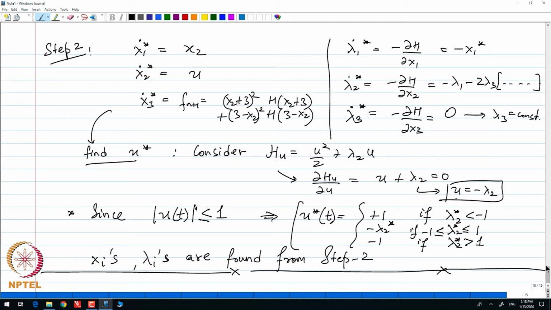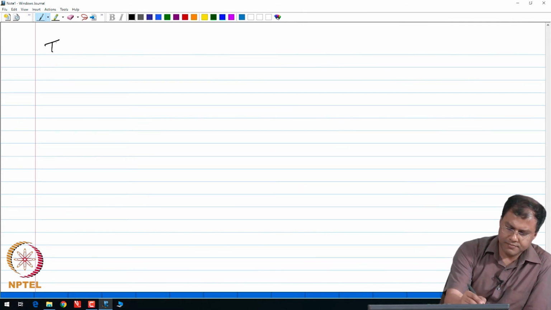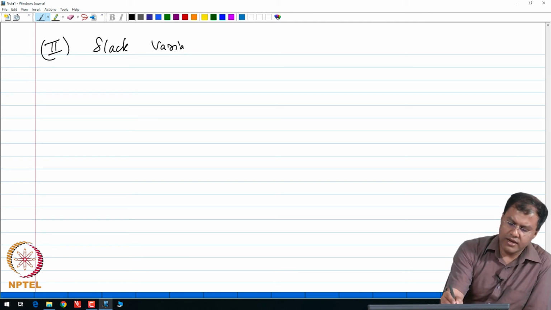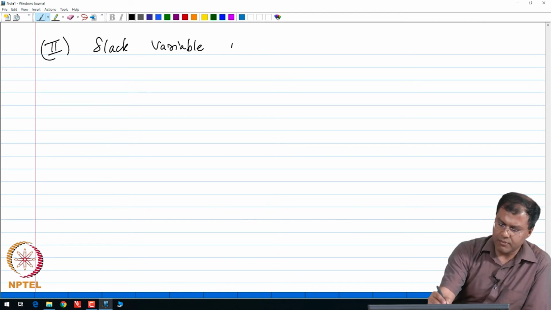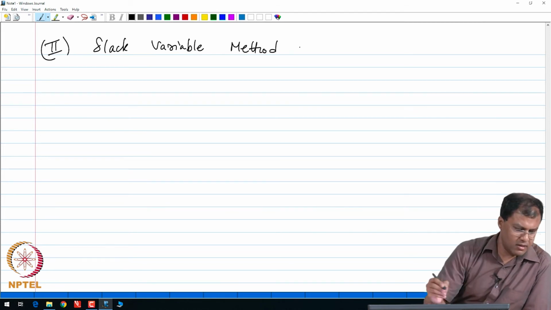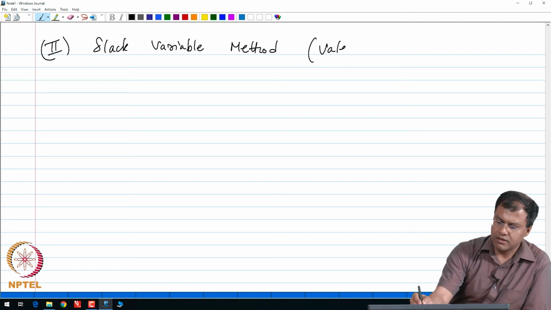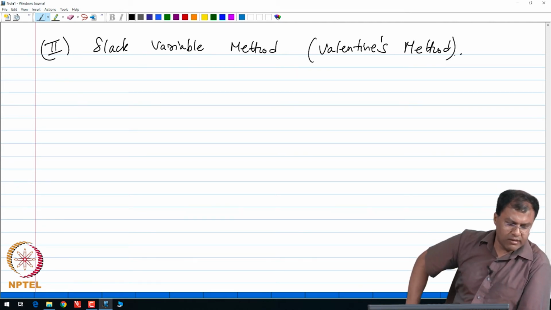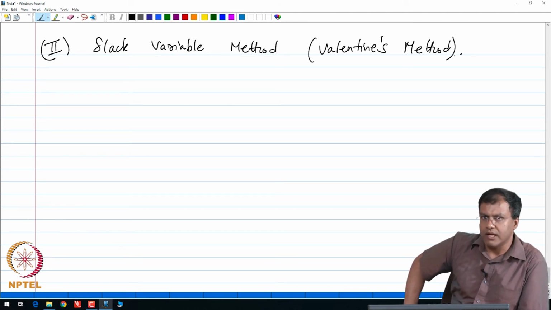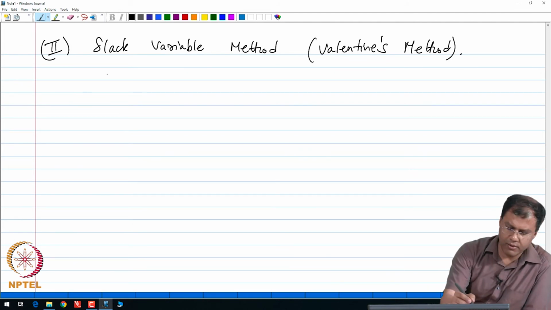Okay. We are now going to wrap up our discussion by highlighting yet another method, the final method, namely the slack variable method. So, what exactly is this method? It is also known as the Valentine's method, right. So, I am going to discuss this Valentine's method. We introduce a slack variable to change our state inequality into an equality. So, that is the whole idea of this slack variable method.